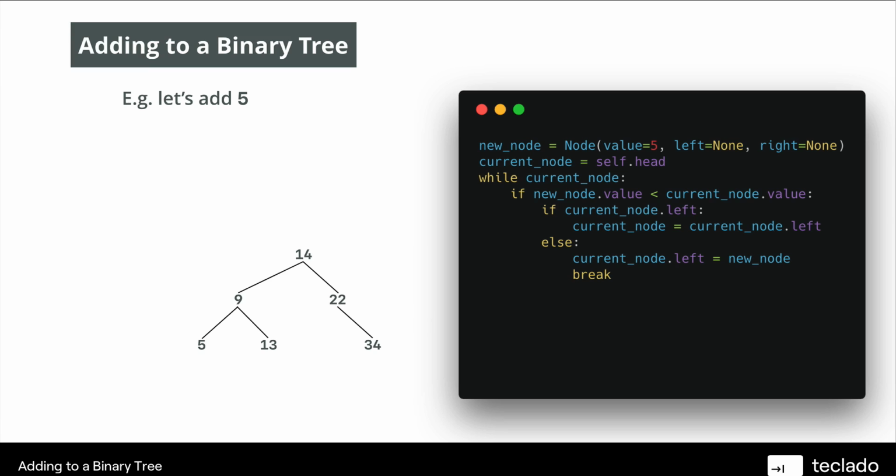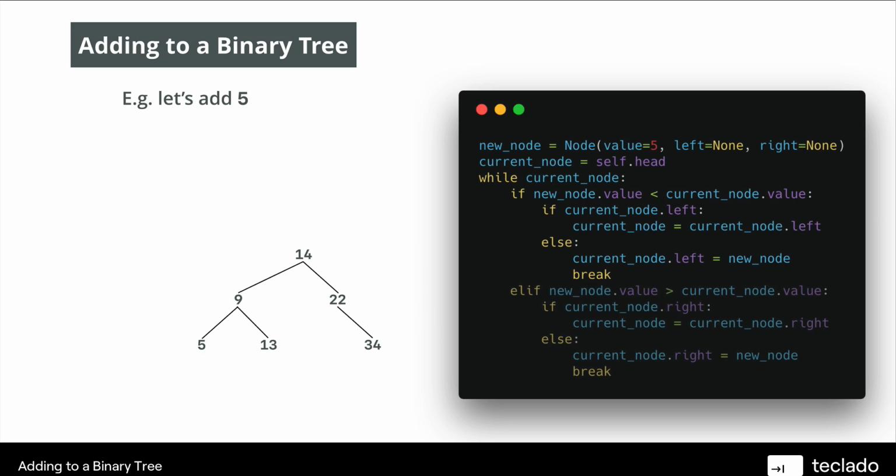Also, something to take into consideration is what if the new node's value was not less than the current node's value? So with this if statement here, if new node value is less than current node value, we go left. But what if it's greater than the current node's value? We want to go right. So we are going to have an elif there to do just that. Notice how now all the lefts have been changed to rights.